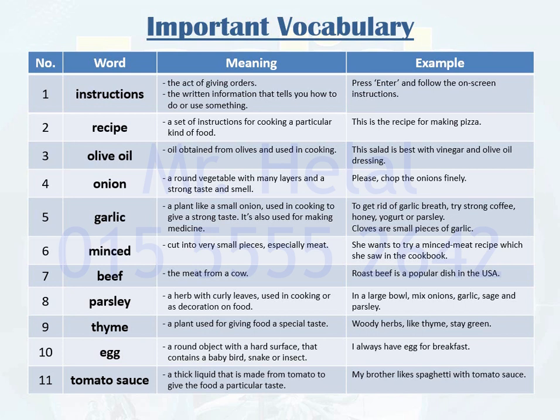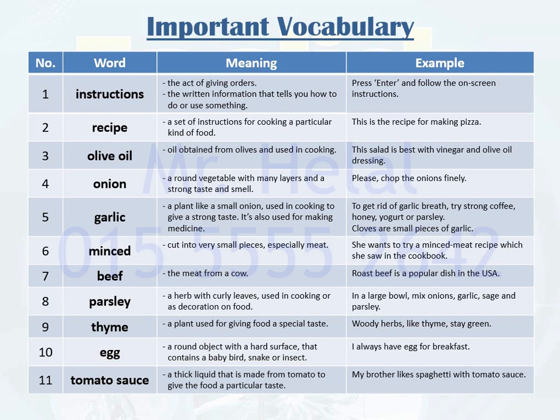Olive oil. Oil obtained from olives and used in cooking. Example: this salad is best with vinegar and olive oil dressing. Onion. A round vegetable with many layers and a strong taste and smell. Example: please chop the onions finely.